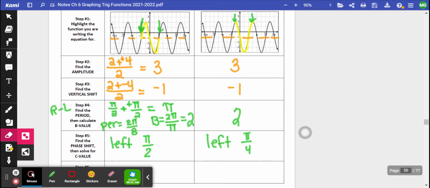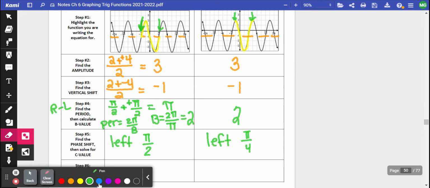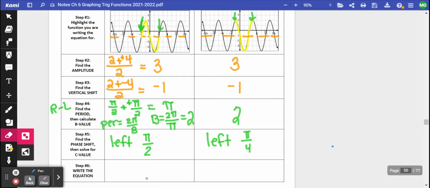So now it's time to write our equations. What you can see and what's really important is that there are a lot of things that are the same for these two. The one that is different is the phase shift, because one has moved left or right a different amount than the other.